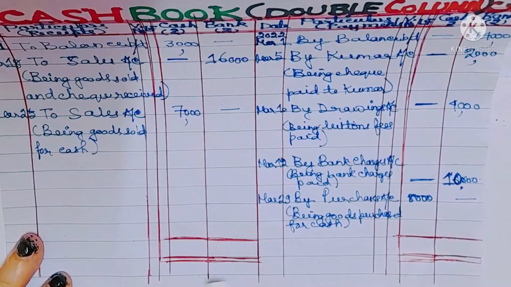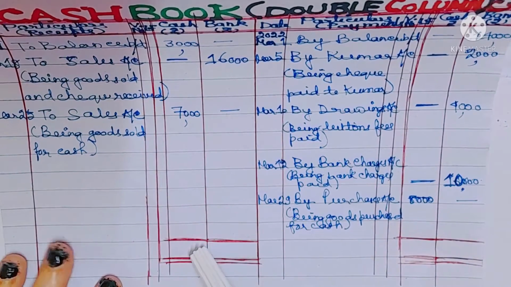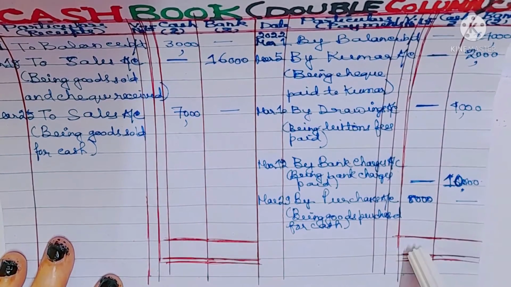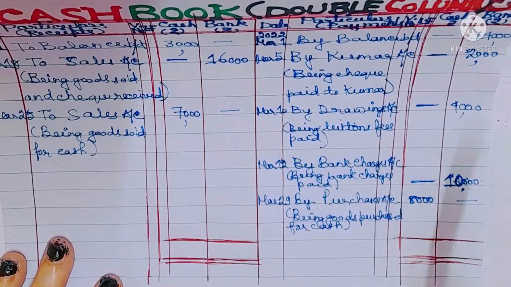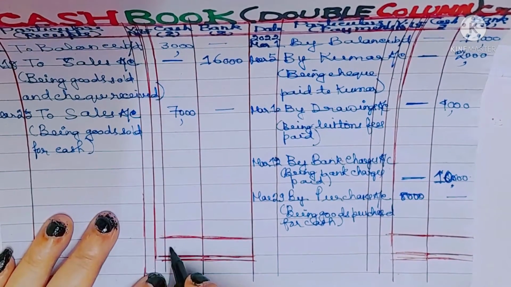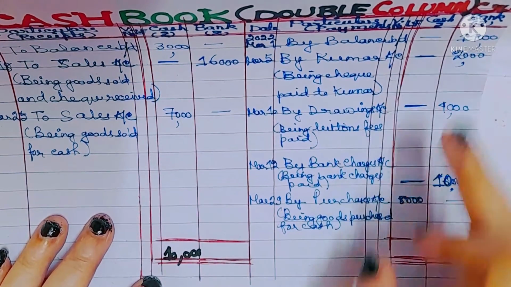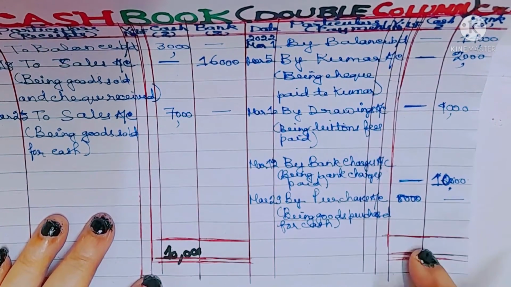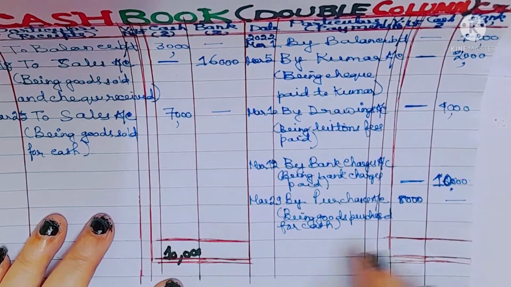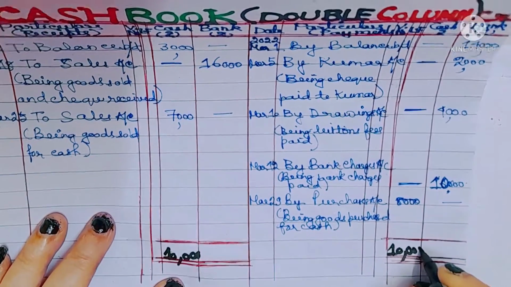And now let's calculate the total of cash column on the debit side and the cash column on the credit side. So the total of cash column on the debit side is 10,000, and the total of cash column on the credit side is 8,000. So can we write 8,000? No. যে টোটালটা বড় আমাদের সেটাই লিখতে হবে। So we'll have to write 10,000 on the credit side also.